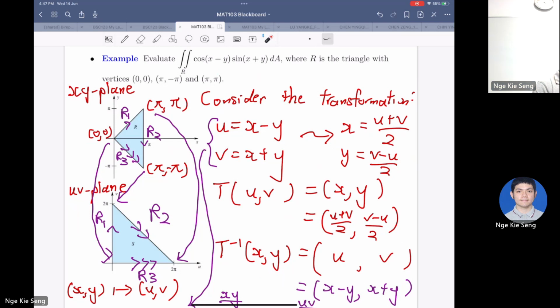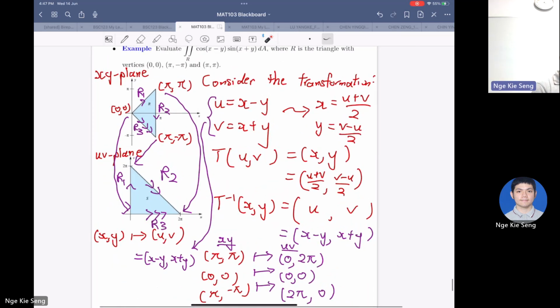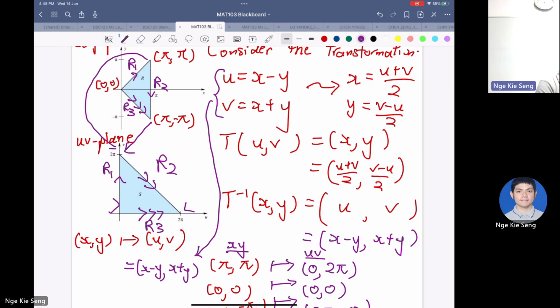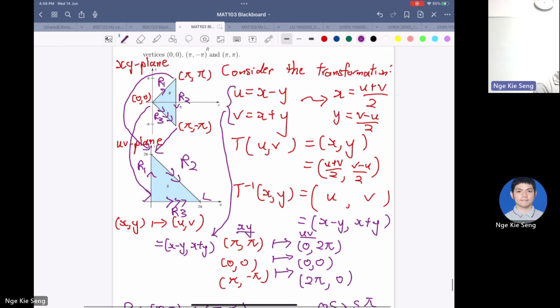So, let's see. Pi gets sent to where? Pi gets sent to 0 to pi. Where's 0 to pi? Actually, I drew something wrong here. So 0 to pi is this point here. And then where is 0, 0? 0, 0 gets sent to 0, 0 again. And then pi and minus pi gets sent to 2 pi, 0. Okay, 2 pi 0 is here.